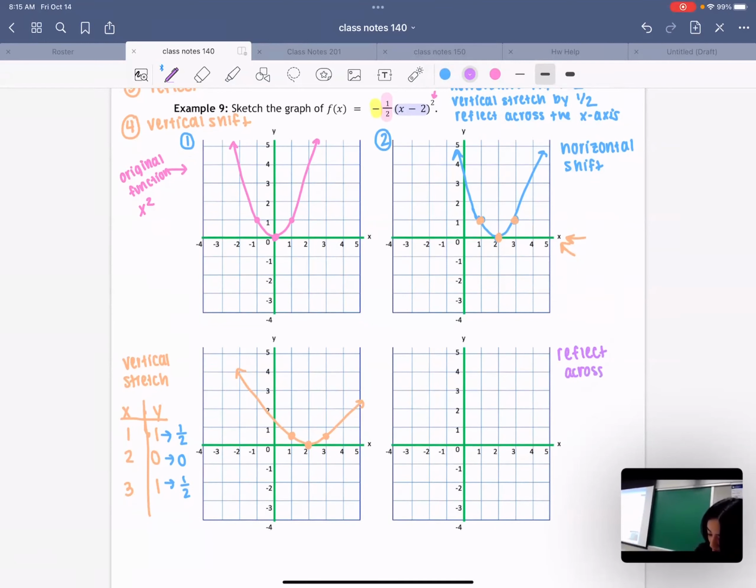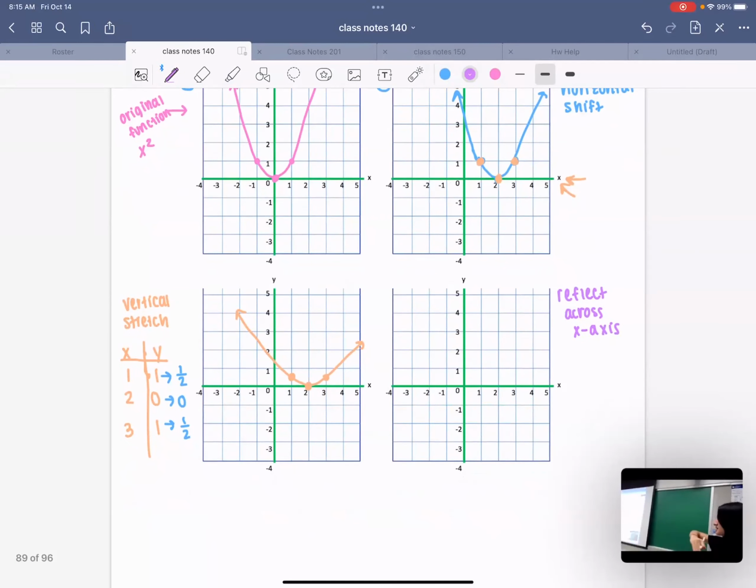across the x-axis. And what this means is I'm going to pretend the x-axis is a mirror. I'm going to take all my points and reflect them across the mirror. So 1, 1.5 gets reflected to 1, negative 0.5. Okay. 2, 0 is on the mirror, so it stays. And 3, 1/2 goes to 3, negative 1/2. All right. Once we're done that, we can connect our dots like we did before.